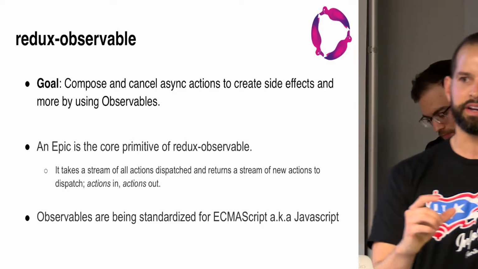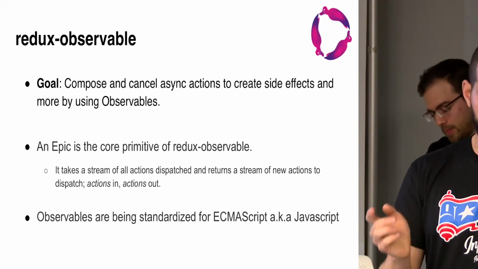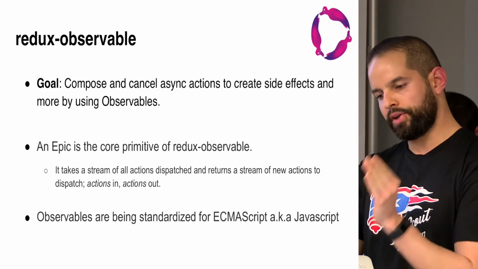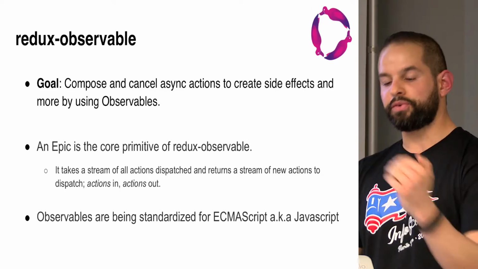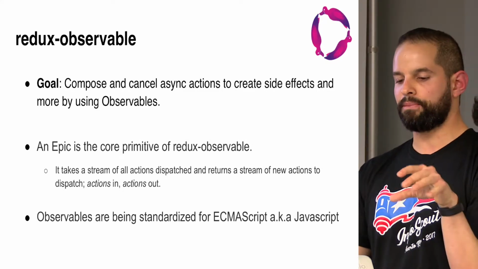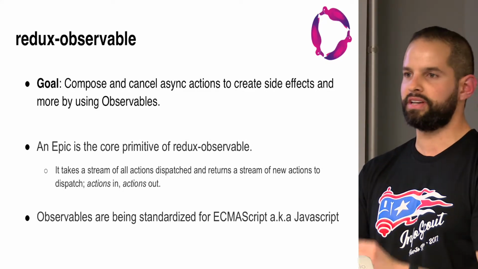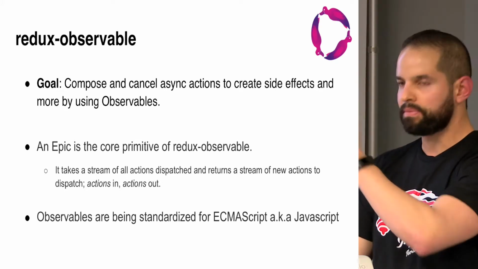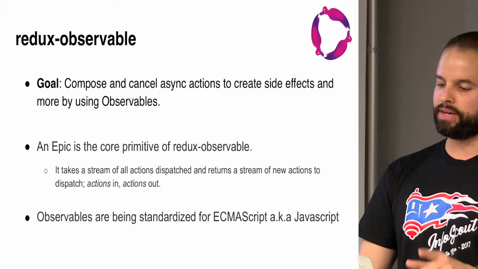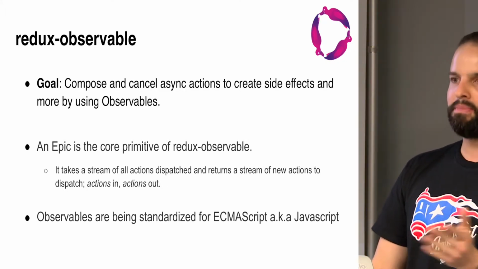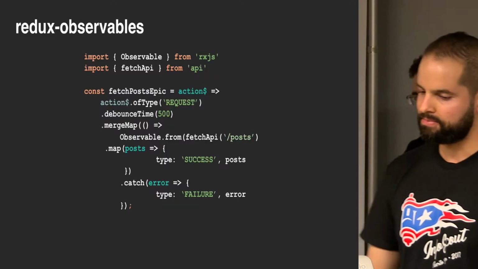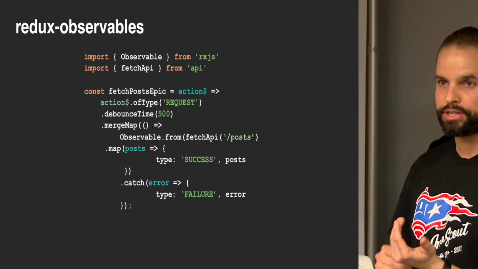In that stream, we will have zero values, one value, or more than one value. And in theory, you receive actions, and it returns actions. So the outermost function in that observable has to return an action. It has a type and a payload. Observables are being standardized for ECMAScript, so they may be included later in browsers. And how it looks is more readable, more functional.